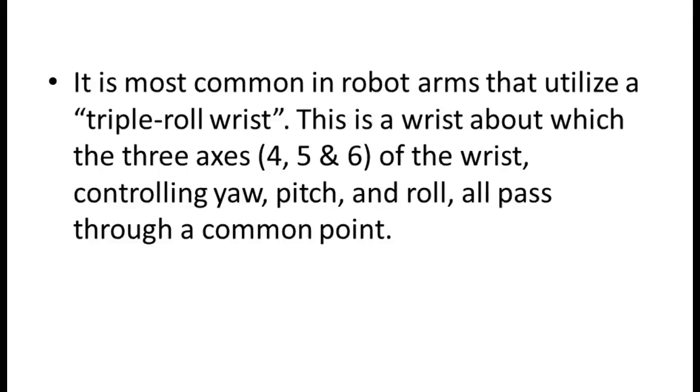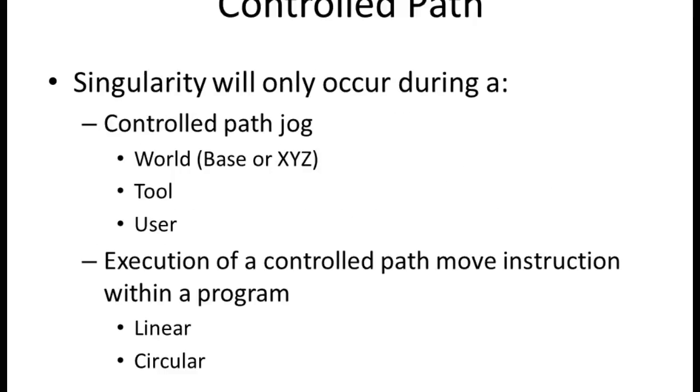So it's very simple. This is what we've got to worry about right now: singularities occur during jogging. We're going to look at world, tool, and user. Of course, you're not going to jog user, but you are going to jog joint, world, and tool. When we actually start programming, we're going to start worrying about these guys right here. So these bottom two are programming, the top is jogging. Okay?